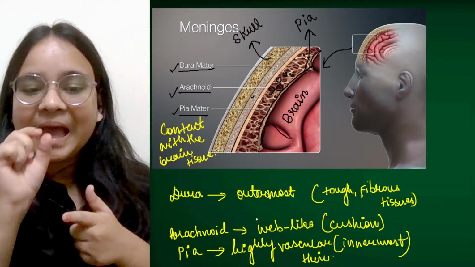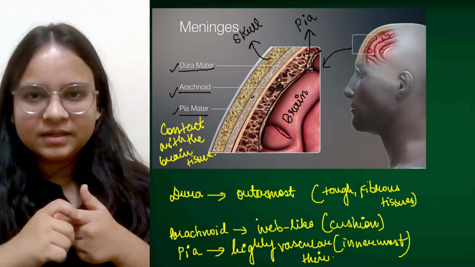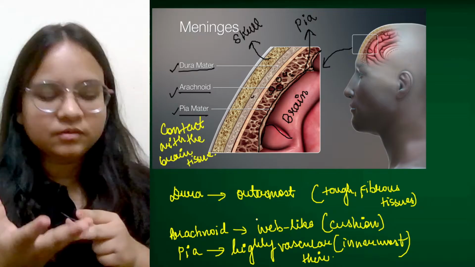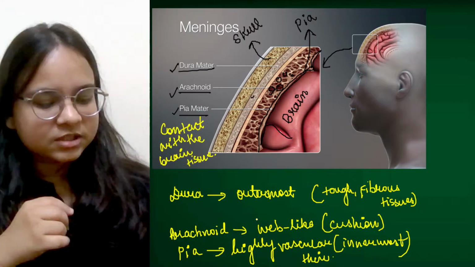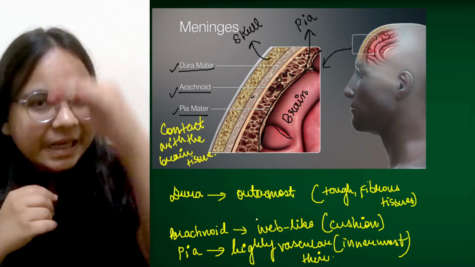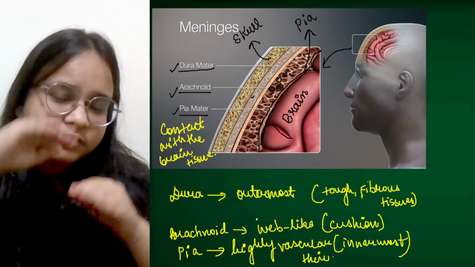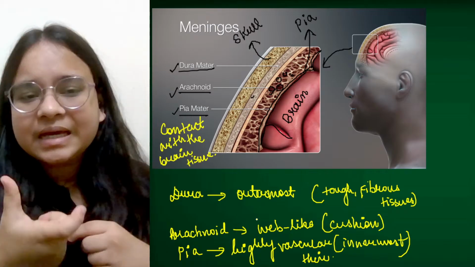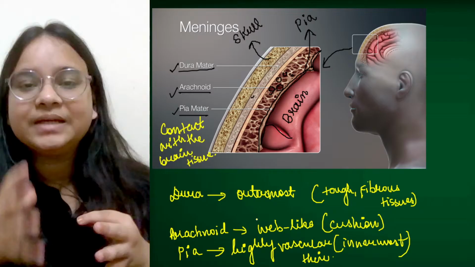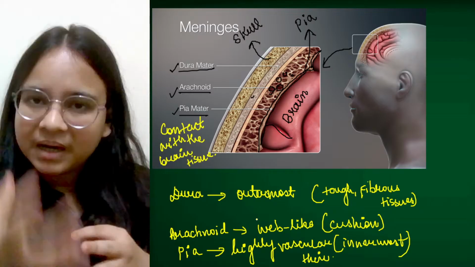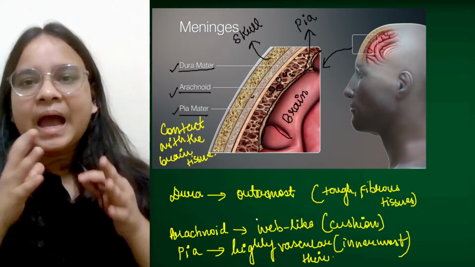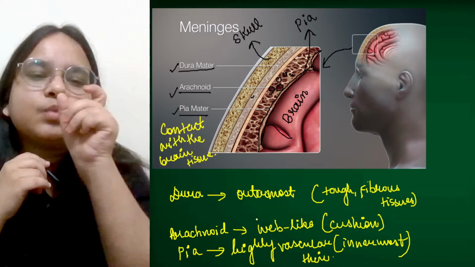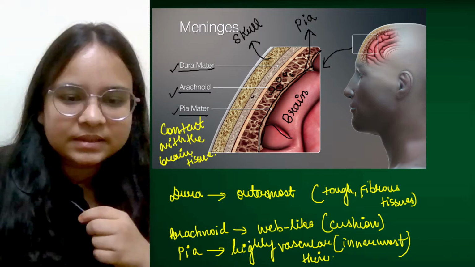Arachnoid is web-like. It has networks, a mesh-like appearance, and it provides a cushion for the brain. Now the innermost layer, which is in contact with the brain, what do we call it? Pia mater. It is highly vascular, filled up with blood vessels and lymphatic vessels, and it provides oxygen and nutrients to the brain. It is the innermost layer, but it is very thin.